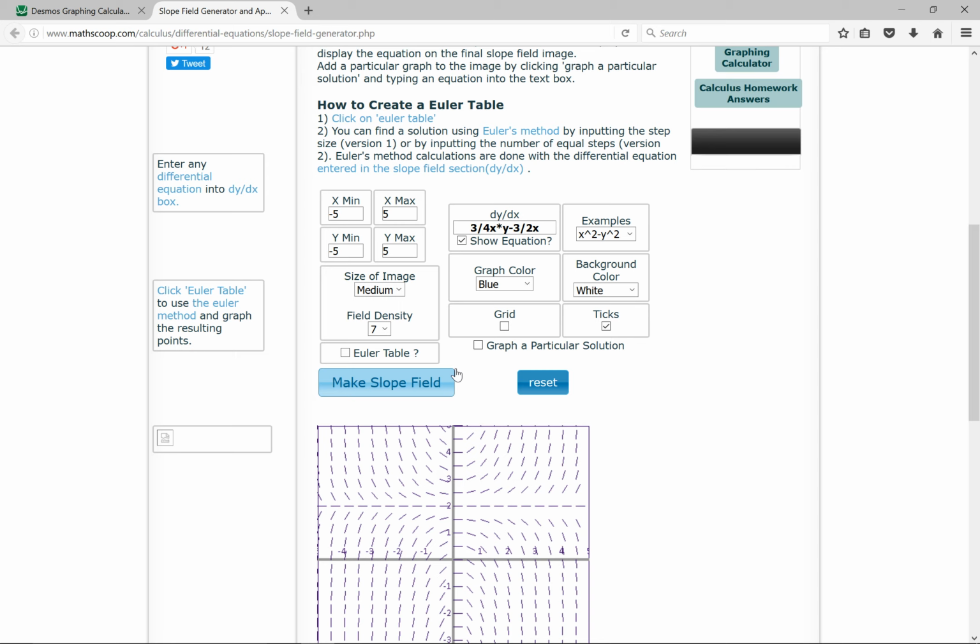In a minute, when I get a graph for a particular initial condition, it should have that same little whoop-de-doo to it, whether it's here or here. We'll see. Keep that in mind.